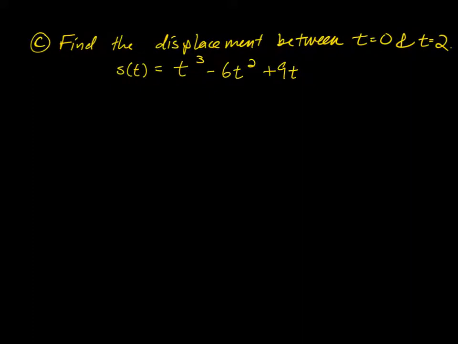On this slide, there is a continuation from the previous example. You are asked to find the displacement between time equals 0 and time equals 2. So here is the position function again for your viewing pleasure. What we need to do here is simply find S of B minus S of A. And we already know that our time interval from over here is from 0 to 2 seconds, and 0 will be A and 2 will be B.